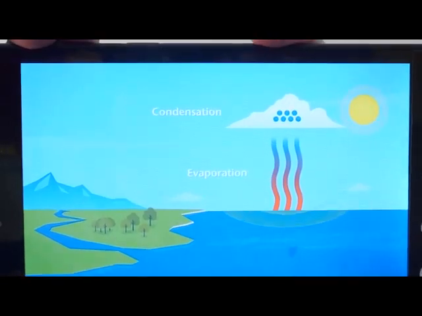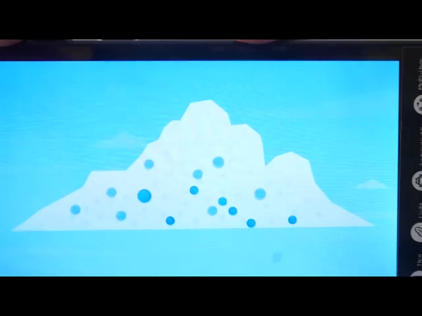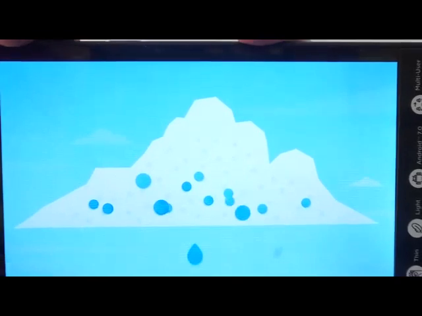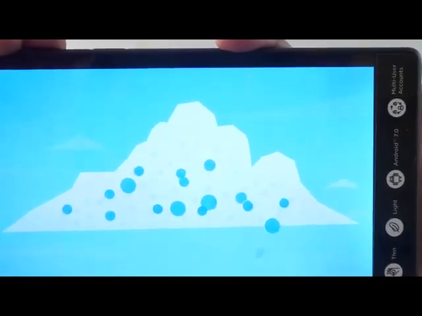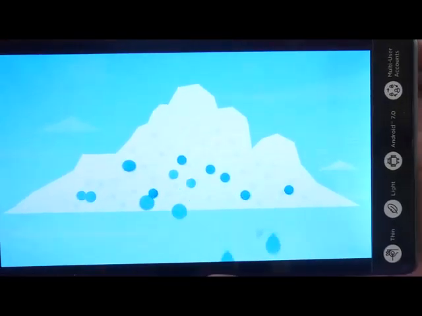Let's take a closer look. When water droplets bump into one another, they stick together and grow in size. They continue to grow until they are too heavy and fall as rain. They even grow as they bump into one another on their journey from the cloud to the ground. And every single raindrop that reaches the ground is made up of 1 million of the original tiny water droplets.